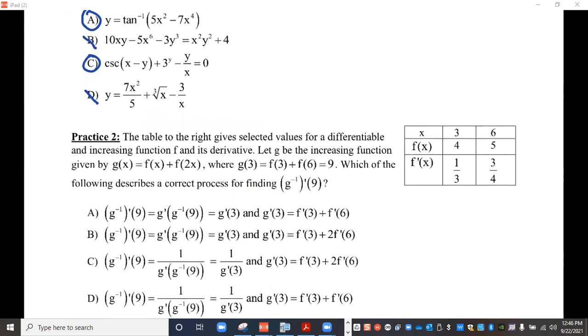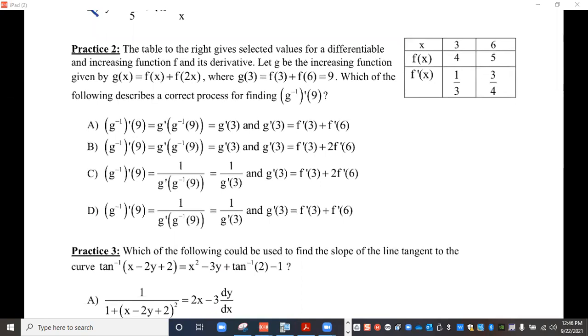So here's a table. We talked about the derivatives of inverse functions last class. They're telling you the table is representing function f. They're giving us the values for f of x and f prime. Then they're telling us that we have this other function g of x, defined as f of x plus f of 2x. And they're giving us that g of 3 is equal to f of 3 plus f of 6, which is equal to 9. You can see that from the table. f of 3 plus f of 6 does indeed equal 9.